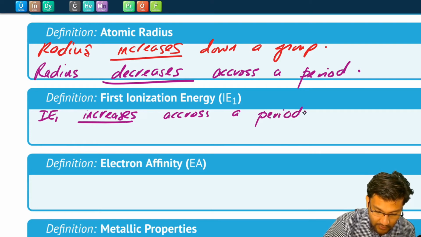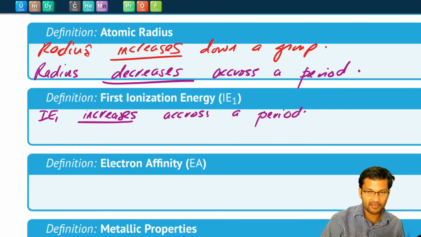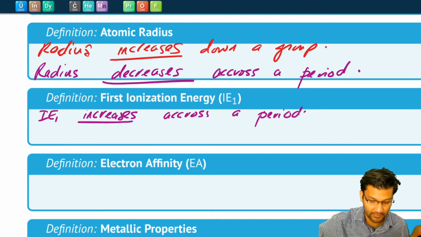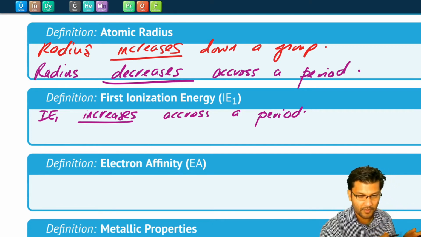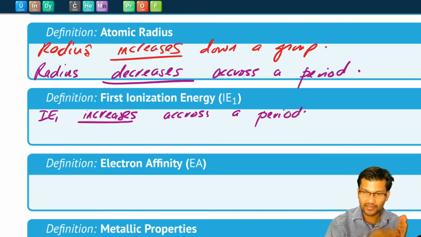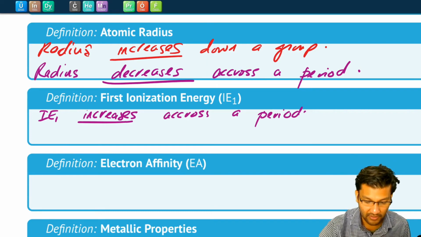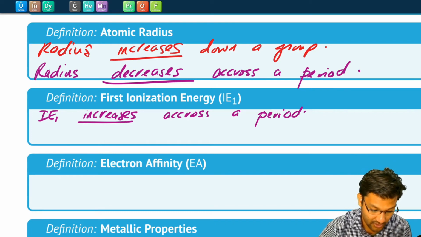And so this is why it becomes harder and harder to form positive ions as we go across a period in the periodic table. That's why the metals form positive ions more easily than the non-metals, because it becomes harder and harder to do so. And why is that? Because the effective force that's pulling the outer electrons is becoming stronger.